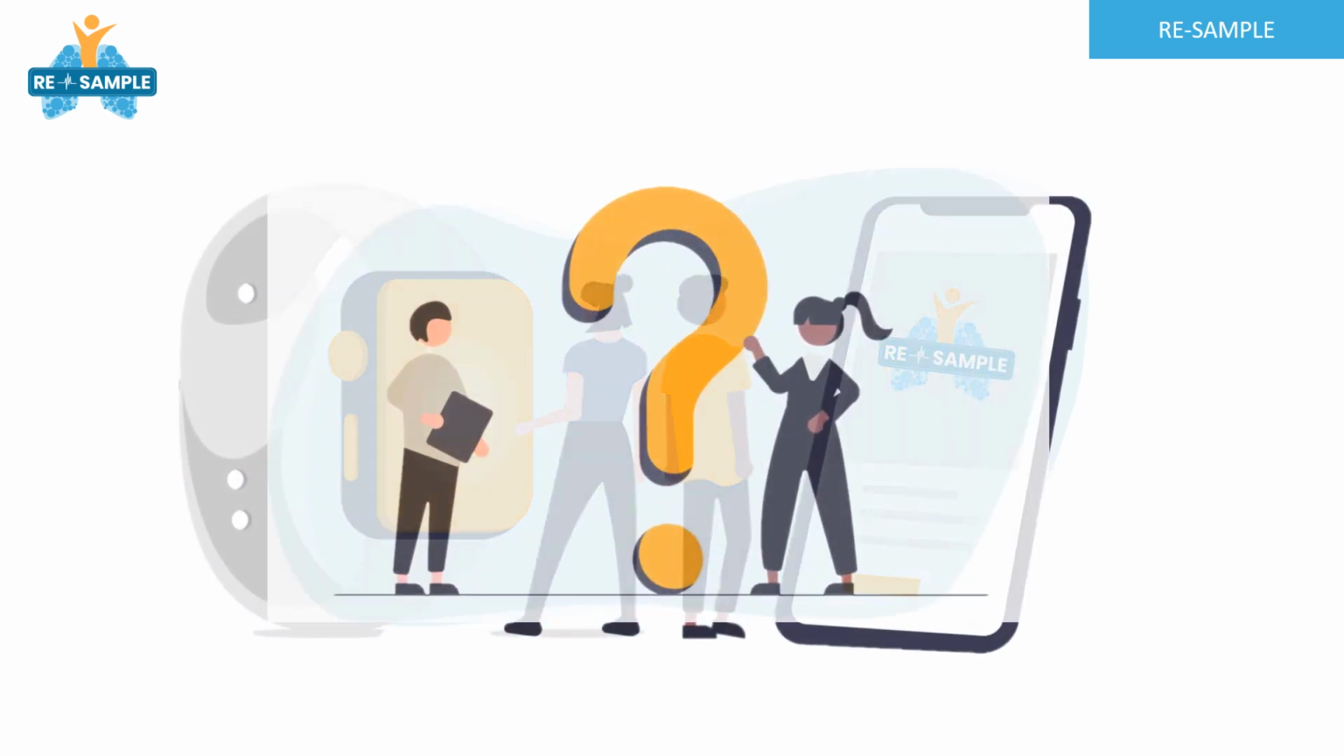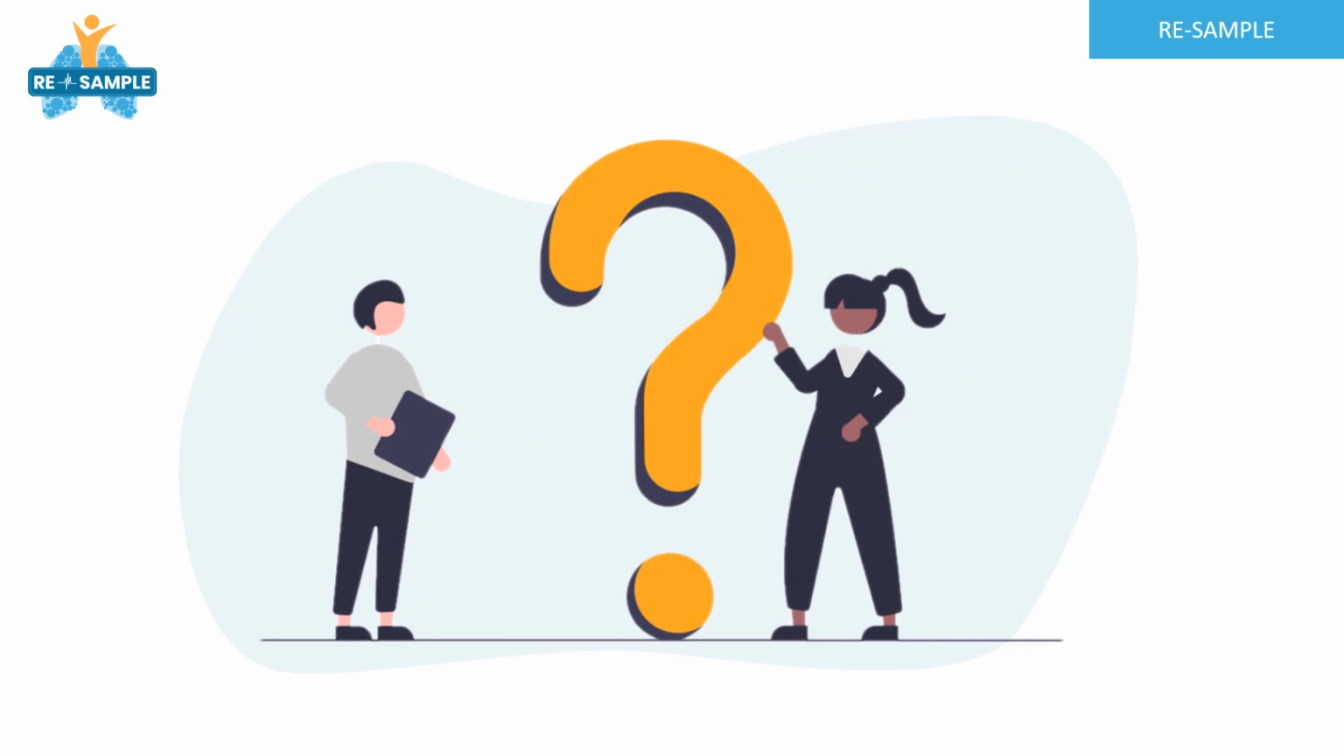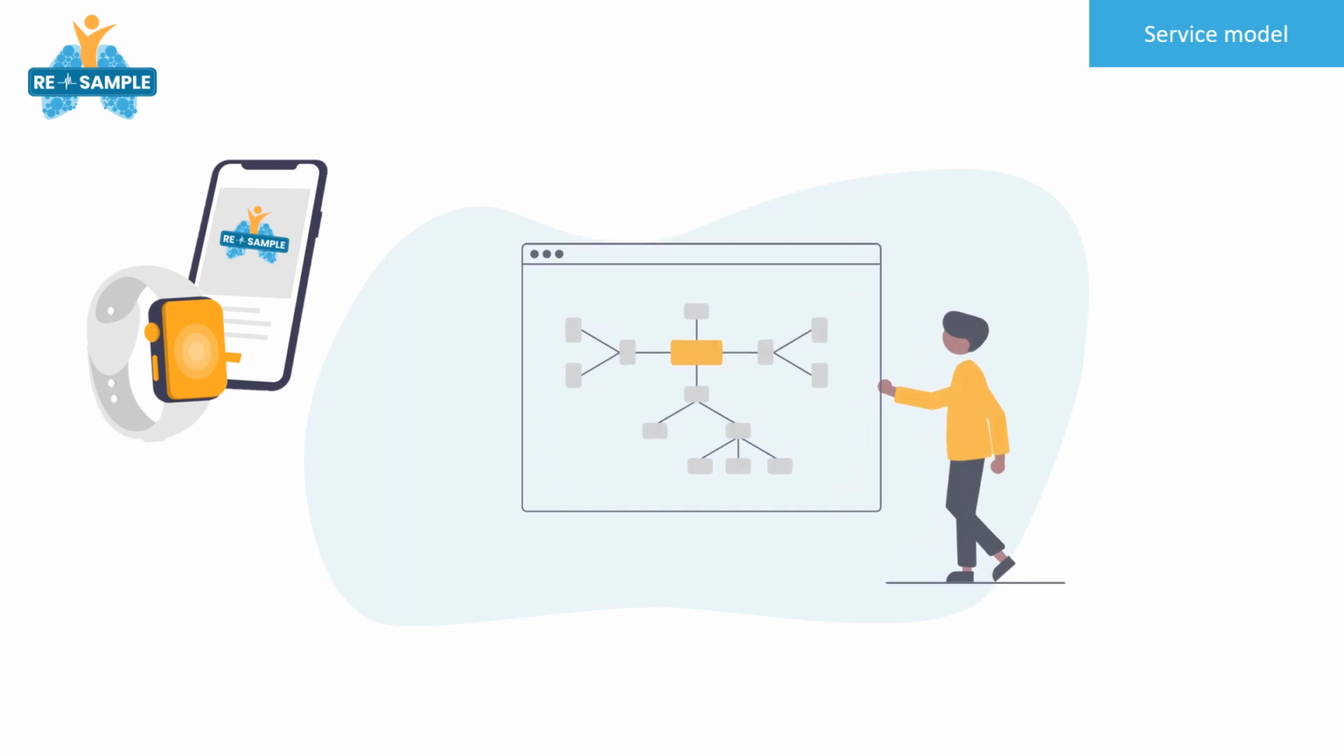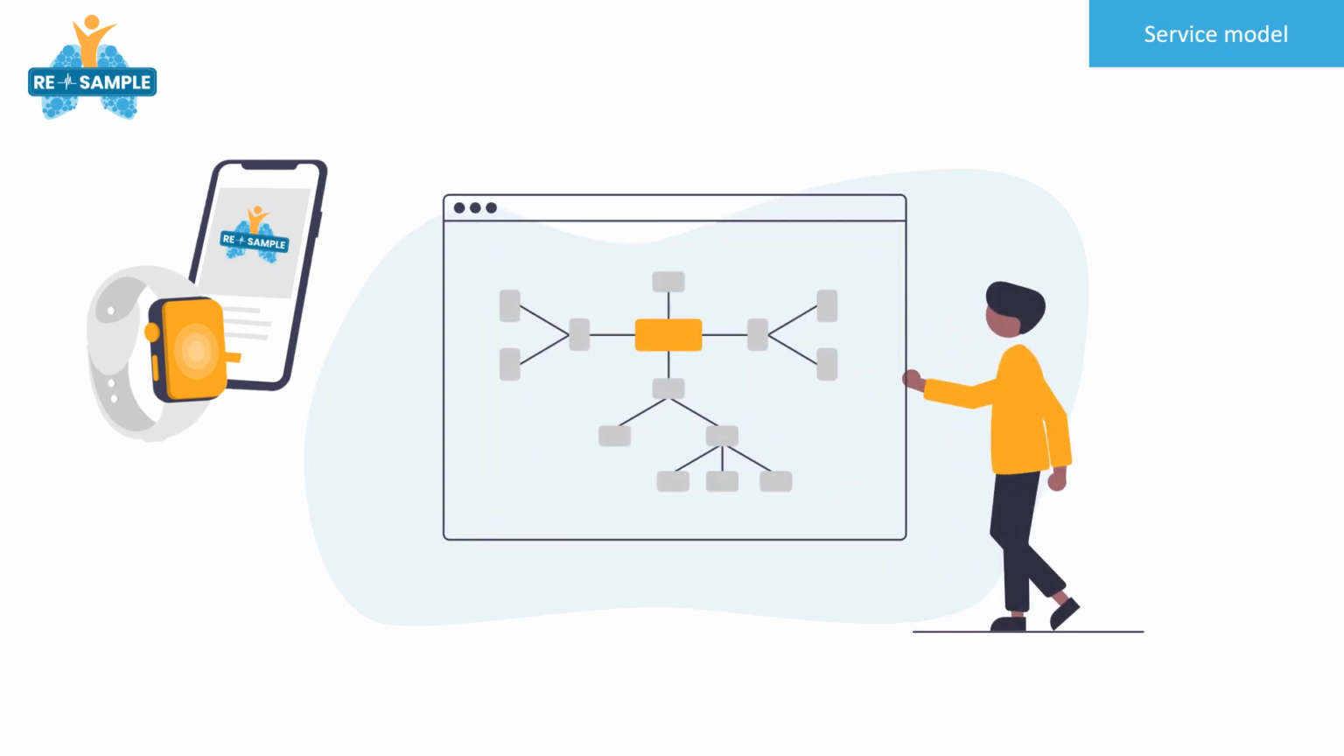But how should Resample be introduced in clinical practice? It is very important to look into this from an early stage. One way of doing so is to develop a service model. A service model is a representation of how technology and the whole service around it will look in practice. The model describes who needs to do what so that Resample is optimally used in daily life.